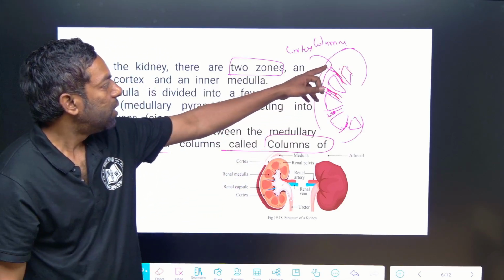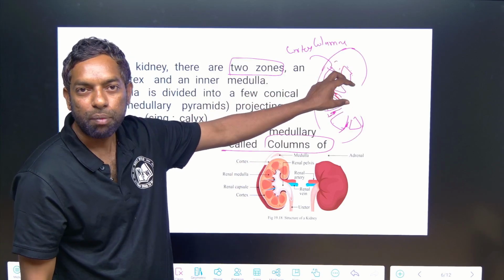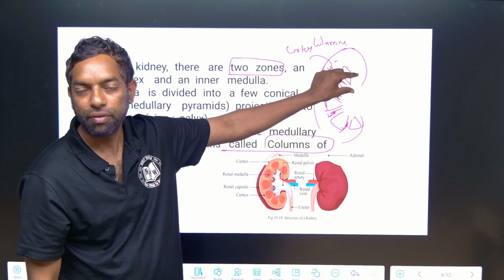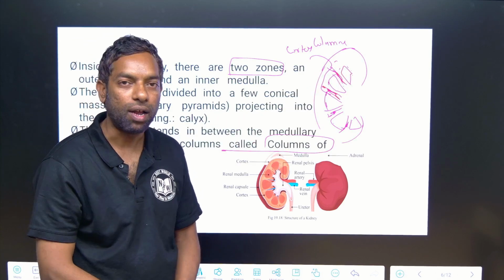The cortex region enters into the medullary part, between the medullary pyramids, and we call it the columns of Bertin.